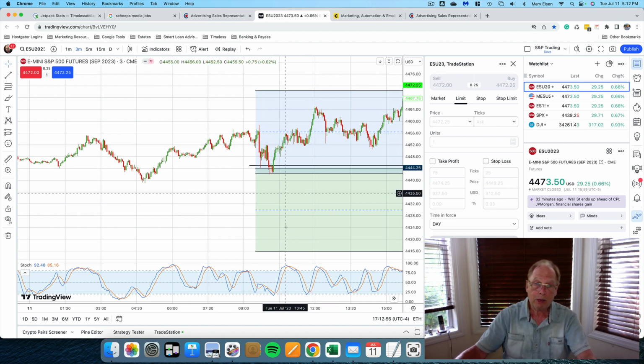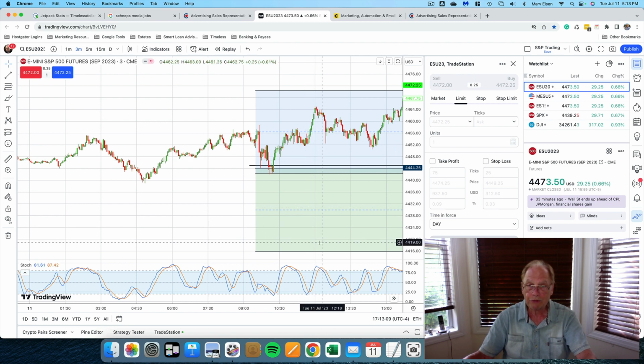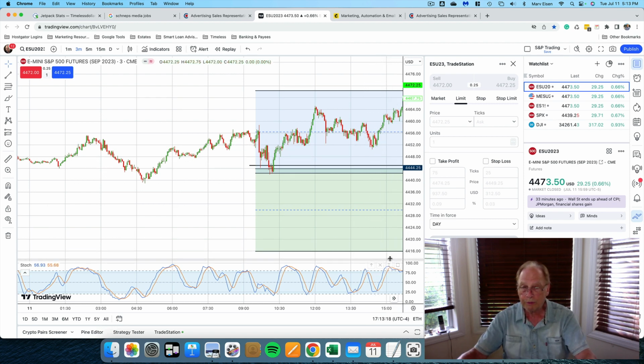Now, of course, I use the stochastics to trade. I'm not going to hop on a trade to the long side with an overbought stochastic. See, the stochastics being overbought here, market came down. Overbought here, market came down. Overbought here, market came down. The stochastics was overbought over here too.